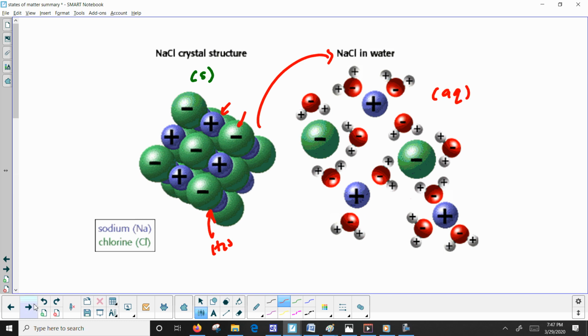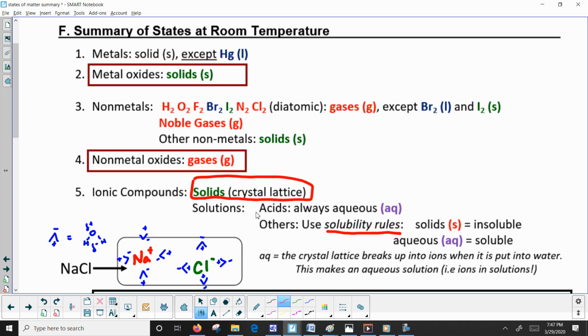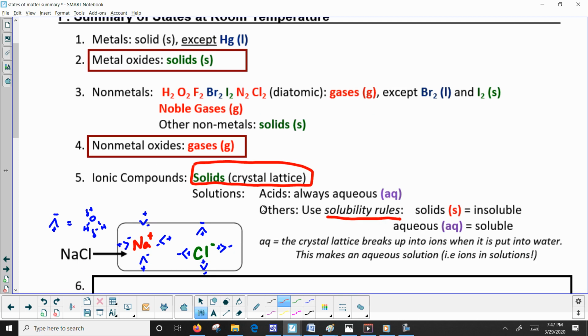So let's look at our summary. At the bottom of your page again, rule number 5, I'd like you to add this in here. Solids at room temperature for ionic compounds because of the strong interaction between ions. In solutions, most of the time they're soluble, but not always. So you have to look at these solubility rules. So keep that in mind.